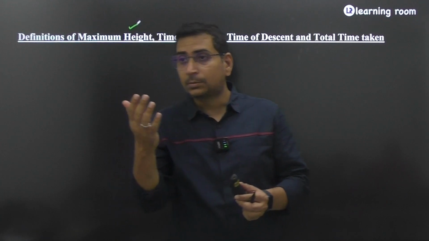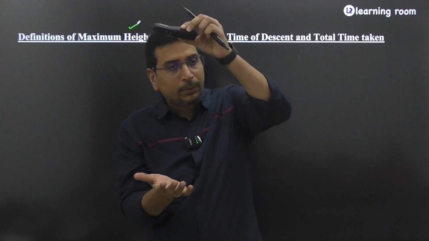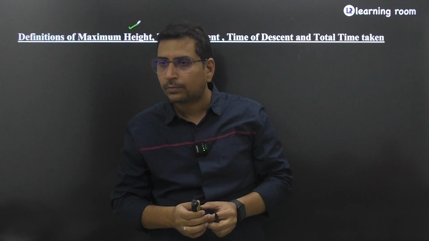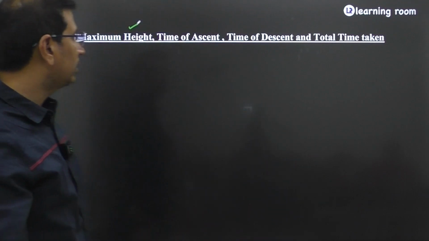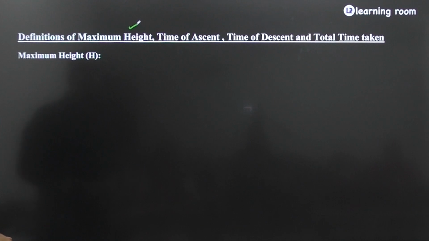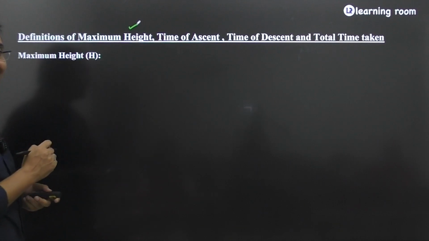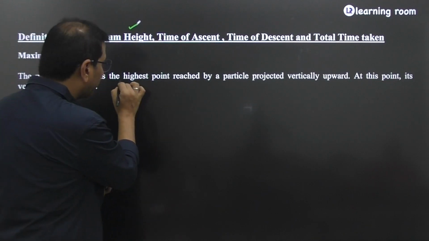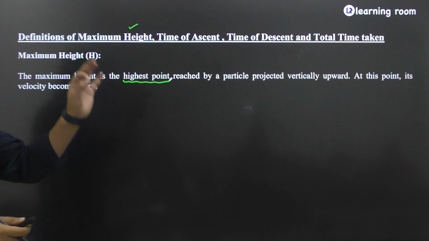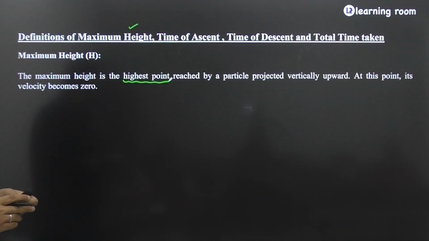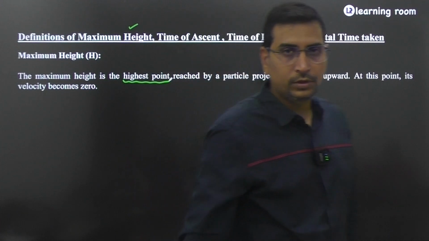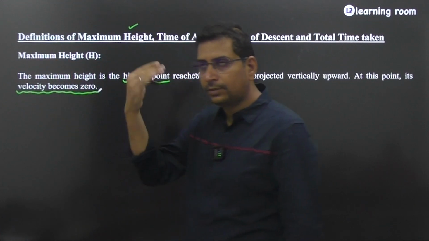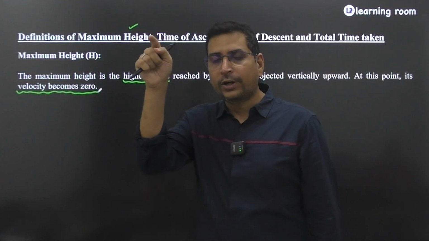Right? So what is the maximum height? It is going to be the distance traveled by the object from the point of projection to a certain value where its velocity becomes zero. Make sense? So the first term that we are going to see is maximum height, and maximum height is represented by the symbol capital H, for which the definition is, it is the highest point reached by a particle projected vertically upward. At this point, what happens? The velocity becomes zero. This is a very, very important point. Because whenever we see the word maximum height, the first thing that should come to our mind is the velocity at that point is always zero.